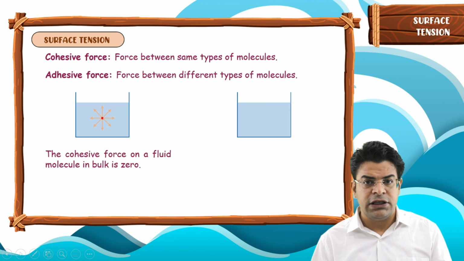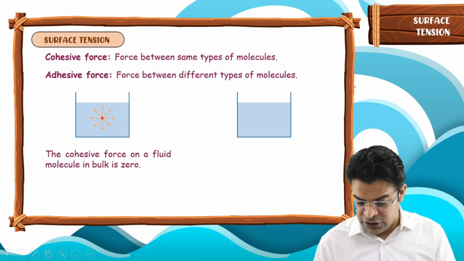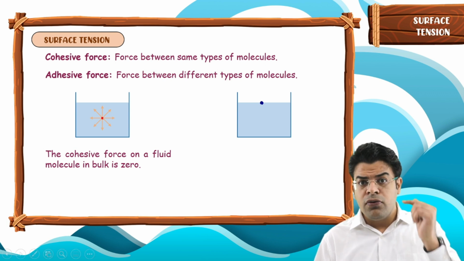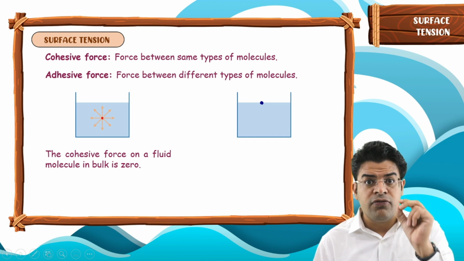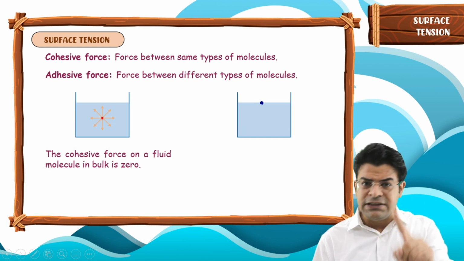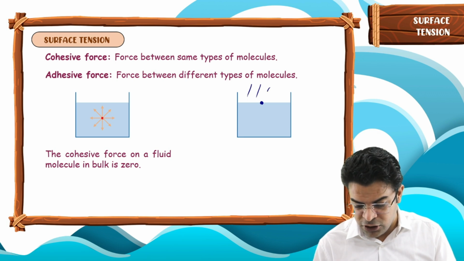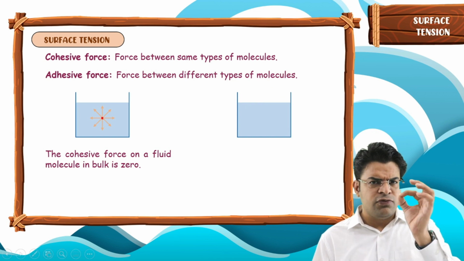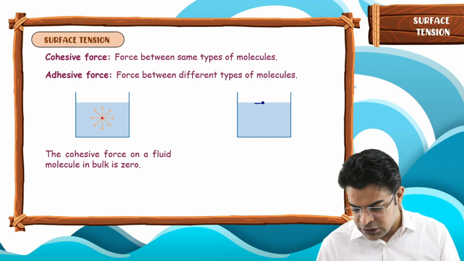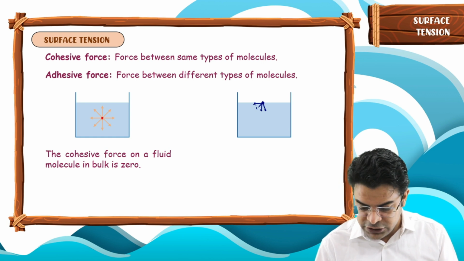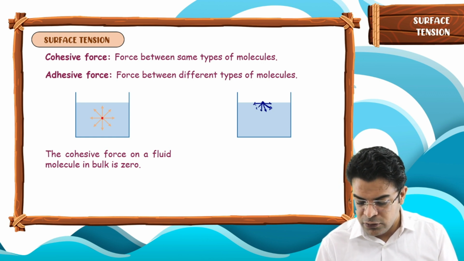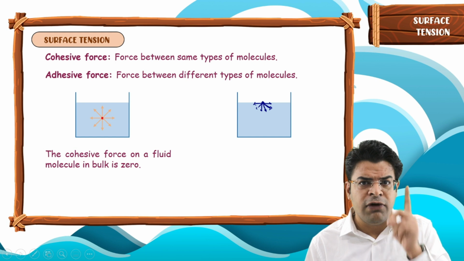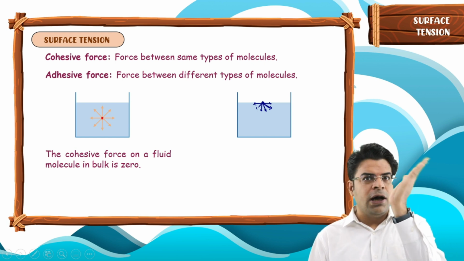Now let's visualize one fluid molecule present on the surface. Due to all the other fluid molecules, there will be forces of attraction on it. But understand that there is no fluid present above this particular molecule. There are only fluid molecules present below it. So there will be a cohesive force on it, right? This time, the net cohesive force is not zero. Why? Because there are no vectors above to cancel them out.